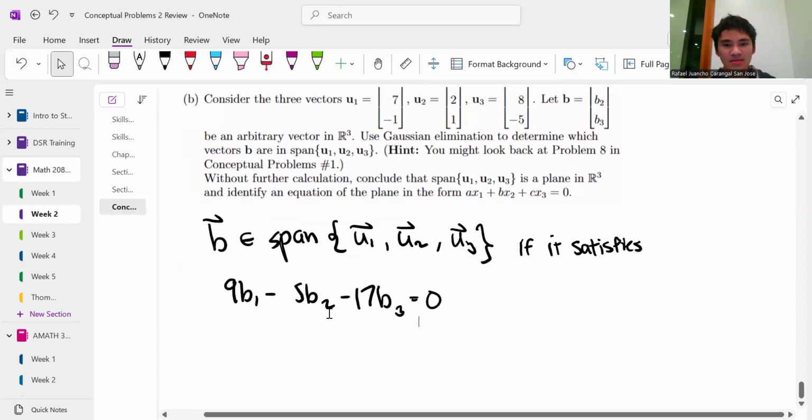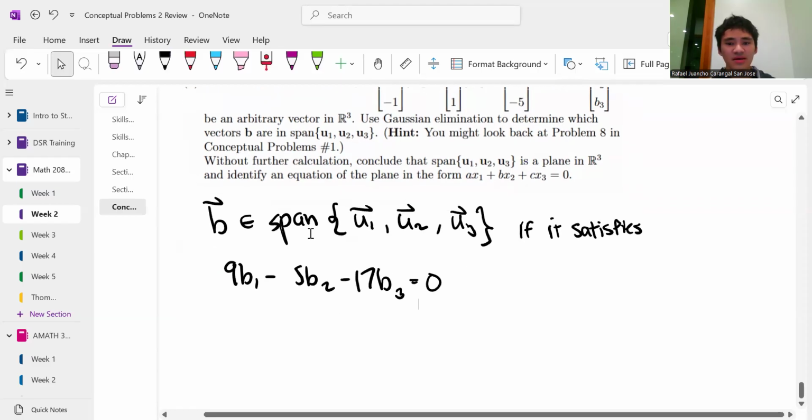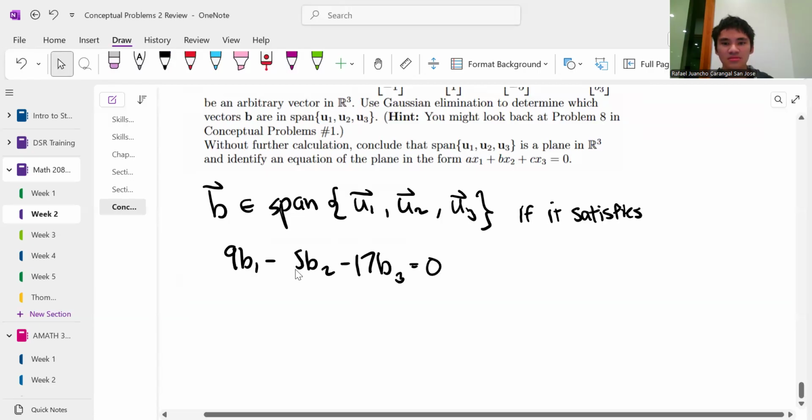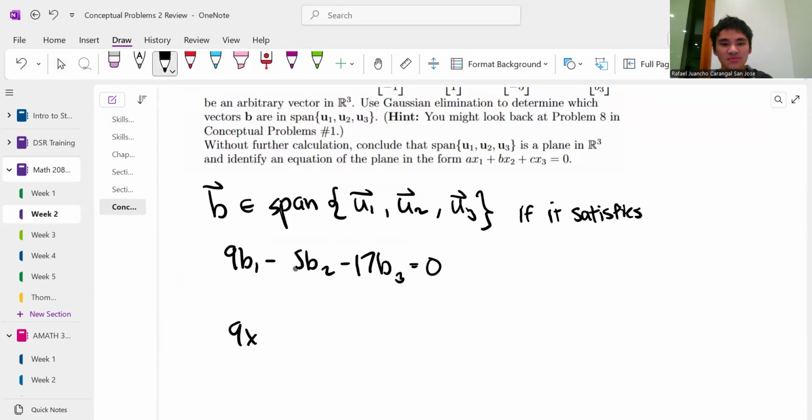Okay. Now, without further calculation, we conclude that the span of this is a plane in R3. Well, we kind of already solved it, right? And now we identify an equation of the plane in the form ax1 plus bx2 plus cx3. Pretty sure we just did this. If we want, this is just 9x sub 1 minus 5x sub 2 minus 17x sub 3. Is that simple?